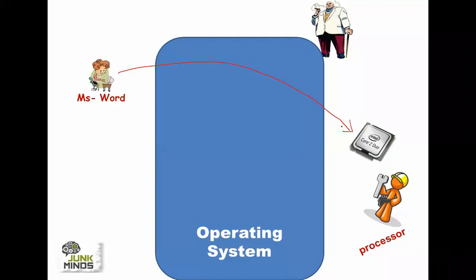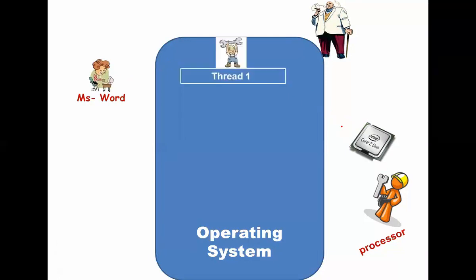Suppose I wanted to type something and I've just started MS Word. What MS Word will do is, it needs services from this particular processor, so it will send a request to the big boss. The big boss will appoint a small processing unit from its side, which is called a thread. So suppose thread 1. This thread 1 will act as an interface. You can say that this is now the link between the application and the processor.